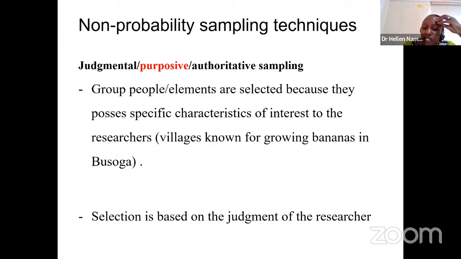It is the particular group that you want to do research on, such that by the end of the day, you are able to come up with informed decisions. So you target a particular group for a purpose. Here we say maybe they are good growers of matoke, or good growers of beans, and so on. So you purposely go into that particular group.